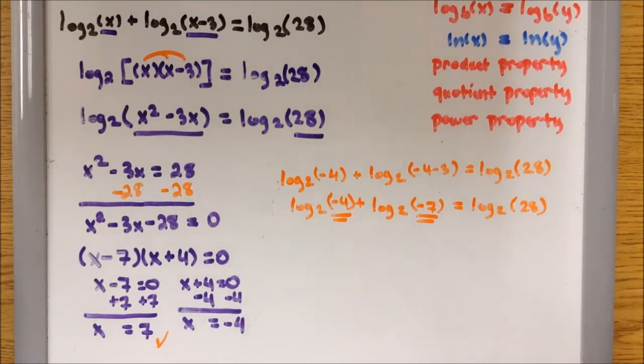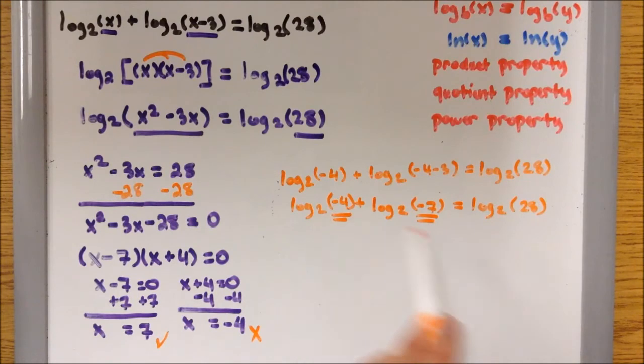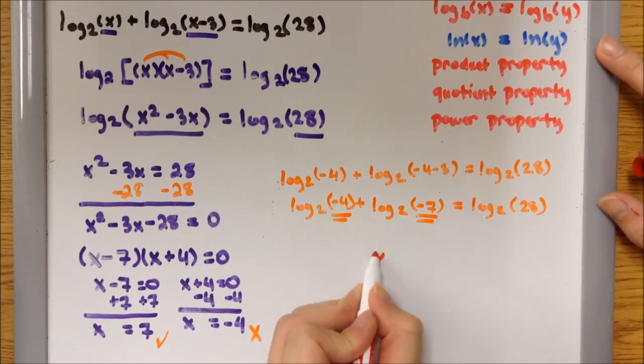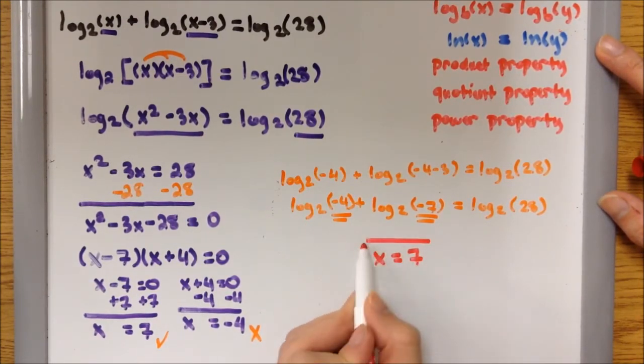So here, I'm not going to continue anymore. Since x equals negative 4 gave us log base 2 of negative 4 and log base 2 of negative 7, those are undefined, so therefore x equals negative 4 will not work. We cannot have negative numbers nor 0 inside each of the logs. So our final solution is the one that actually works, the one that's defined. So x equals 7 is a defined solution, or final answer.